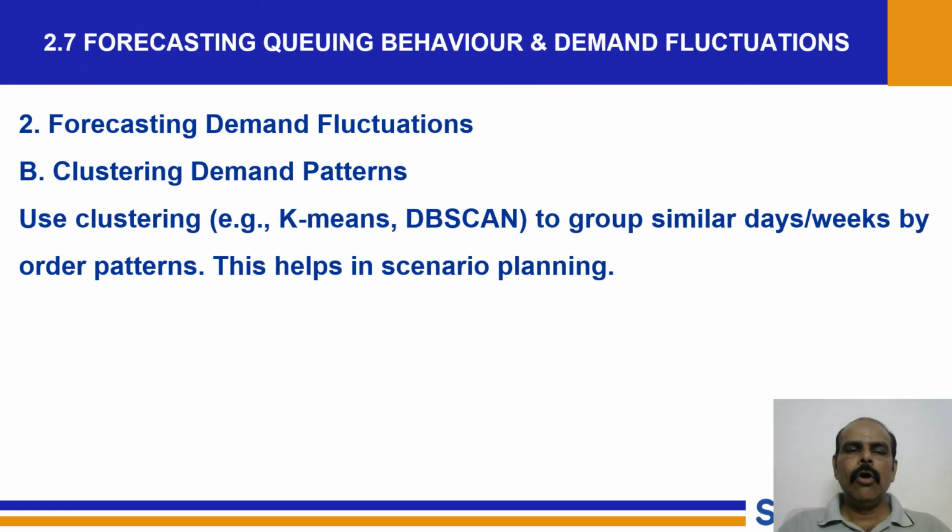Then the next, forecasting demand fluctuation. The first method was time series, and the second thing is clustering demand patterns. We should understand the pattern, how the pattern goes, how it directly influences. We are supposed to have a thorough understanding of clustering demand patterns. We group them and based on that we go ahead.